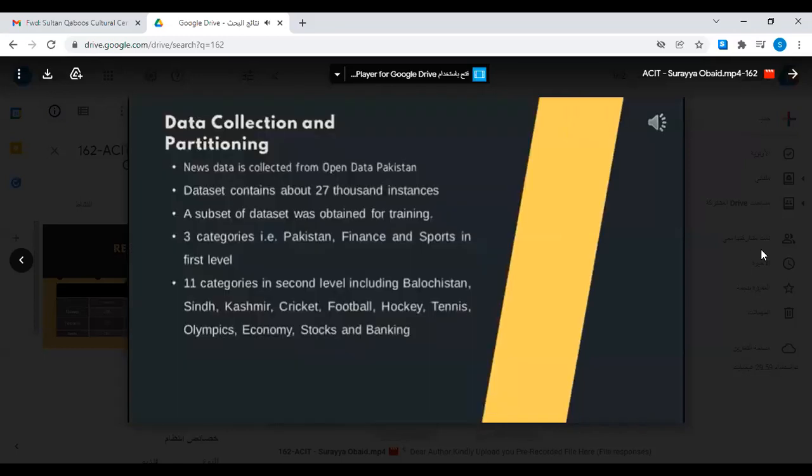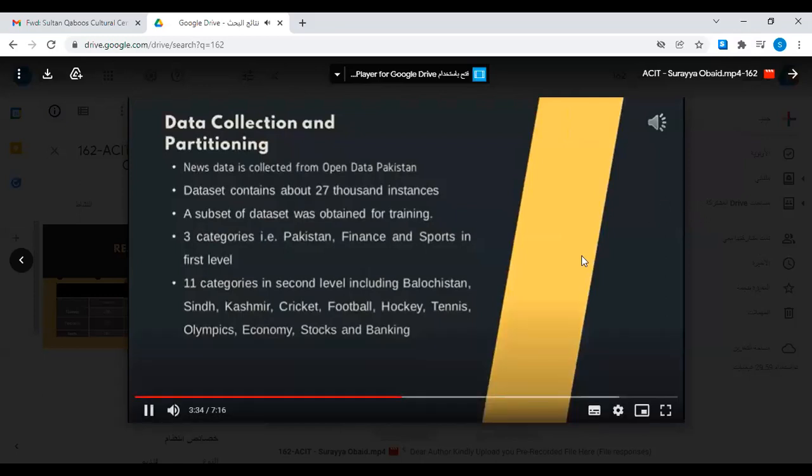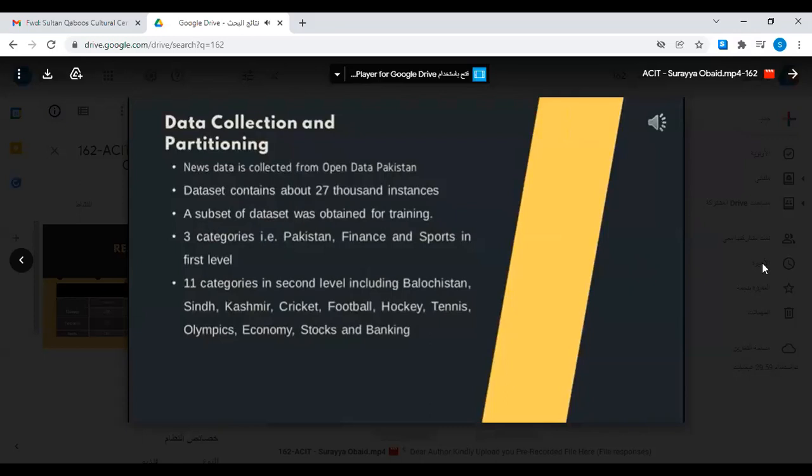So this is the first step of this experiment, that is data collection and partitioning. We have used a dataset of Pakistani news headlines. It is basically a subset of a dataset obtained from Open Data Pakistan. The original had more than 27,000 instances, but for this experiment, we have used around 2,000 instances.